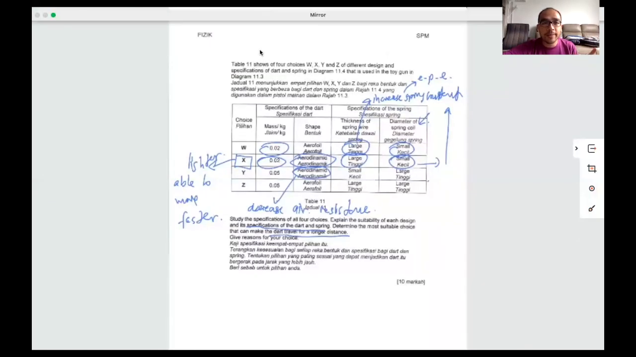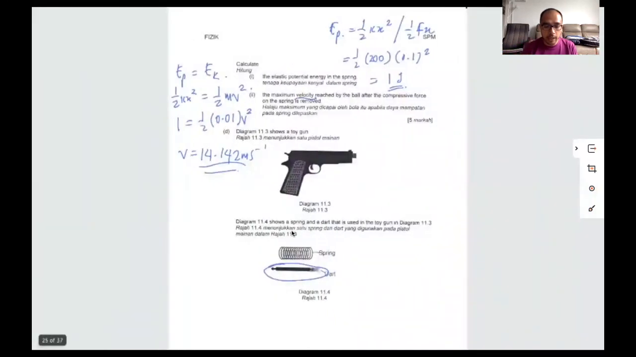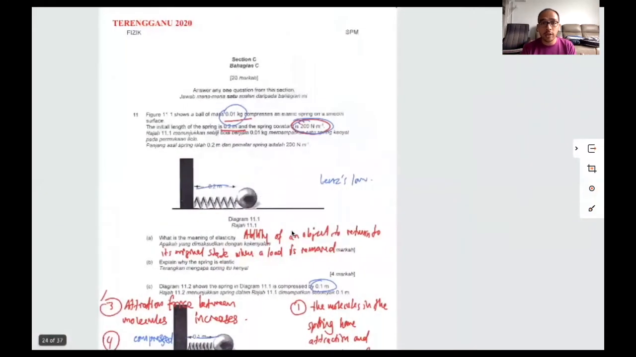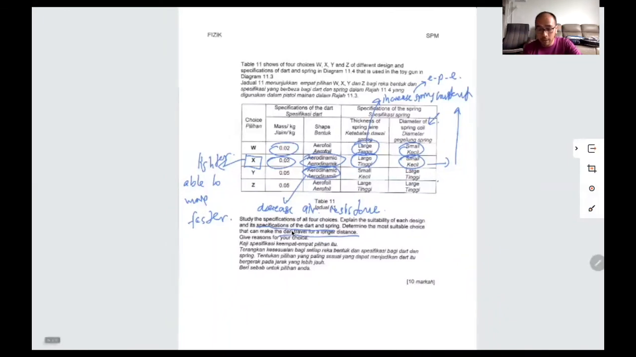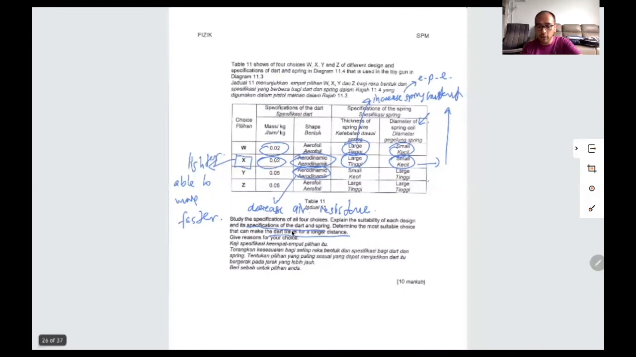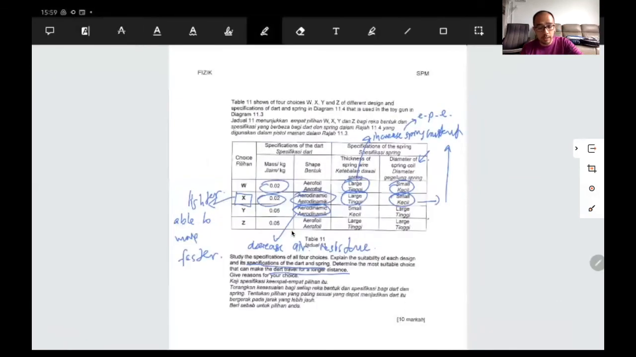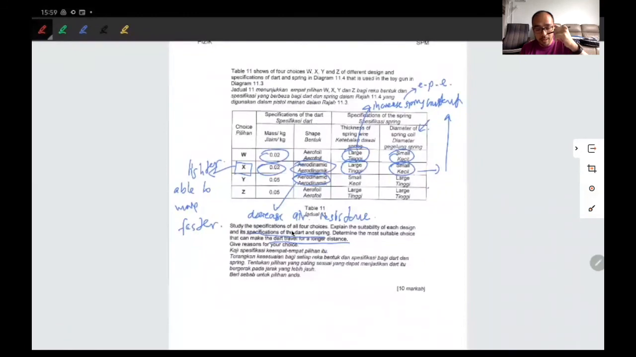Okay, so let me get this right. In this question, Terengganu 2020, this is correct. We need a smaller diameter coil of spring, because the spring with the small diameter has a bigger spring constant. So when I was talking about the Terengganu question, this is correct. The spring with the small diameter, that means its size is small, not big, has a higher spring constant. So that's what we want.